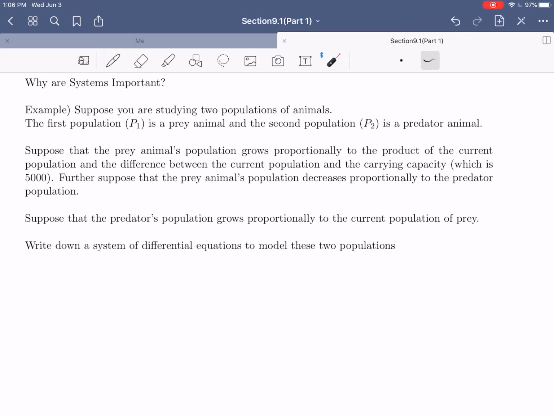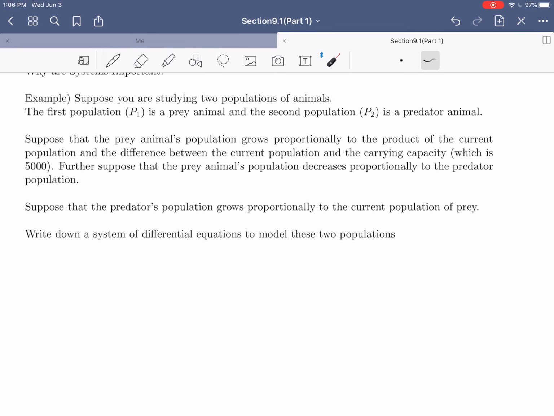So again, we're keeping things very basic here. We're saying that we've only got these two populations that interact: P1, the prey, and P2, the predators. We're going to suppose that the prey animal's population grows proportionally to the product of the current population and the difference between the current population and the carrying capacity, which is 5,000.